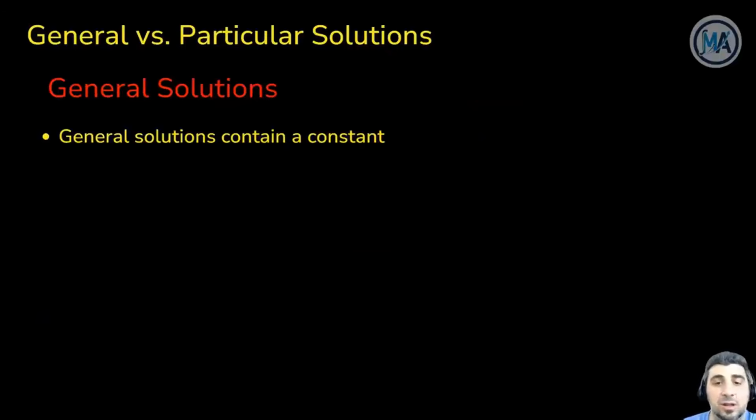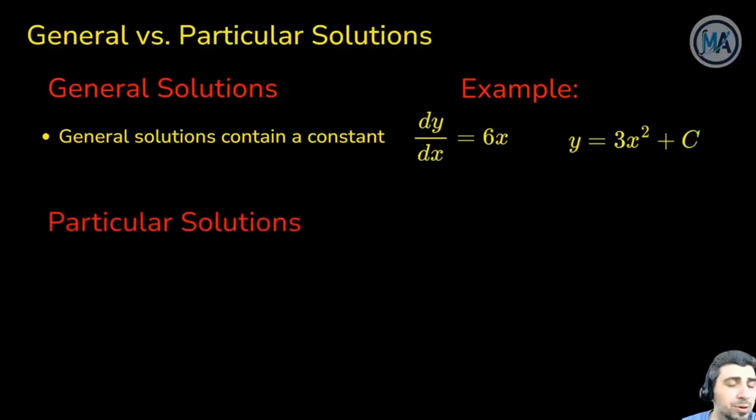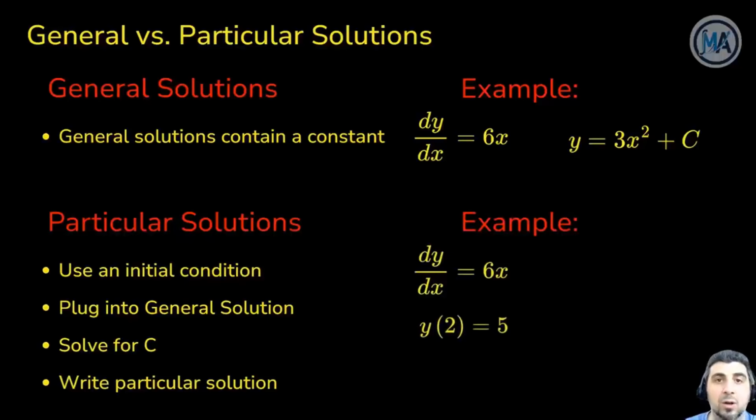General solutions contain that constant, that plus c. So for example, if you have dy/dx equals 6x, you're asked to solve that, you take the antiderivative, 3x squared, and you put the c on. Particular solutions come from applying an initial condition, then plugging that into the general solution, solving for c, and then writing the particular solution. So for example, that same differential equation with the initial condition y of 2 equals 5 would result in the particular solution of 3x squared minus 7.